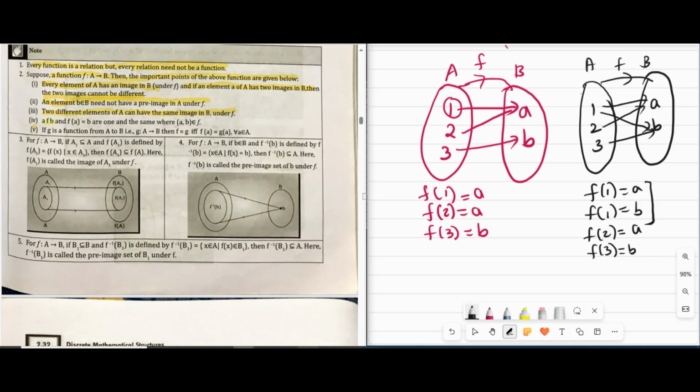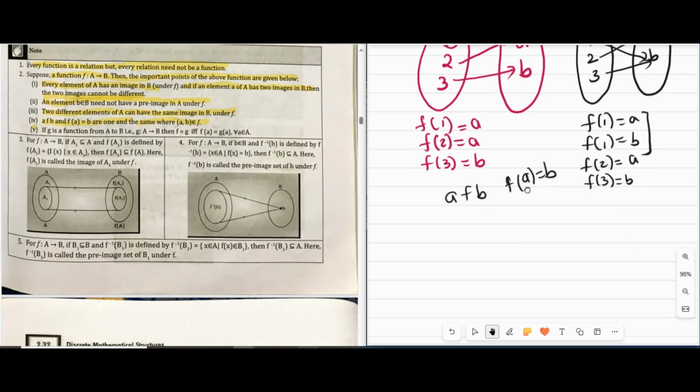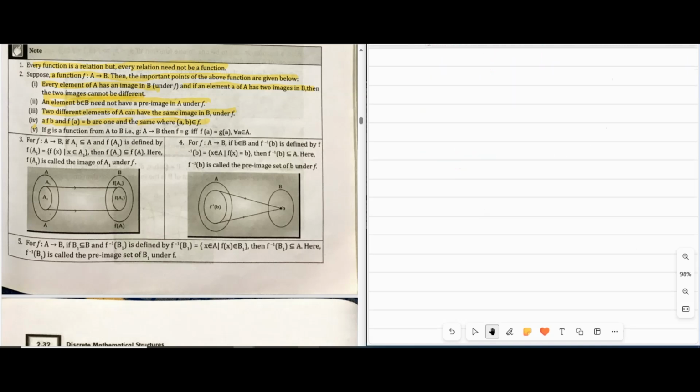a F b and F of a equals b are one and the same, where (a, b) belongs to F. We can write either a F b, or we can write F of a equals b. Both are the same. Okay, the way of representing is different, but they are both the same. Then next one.